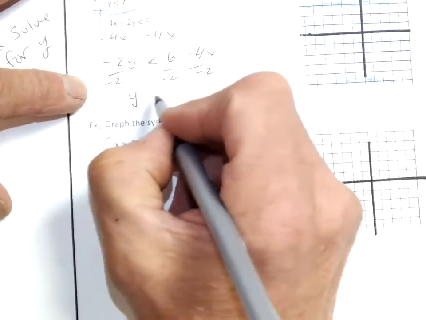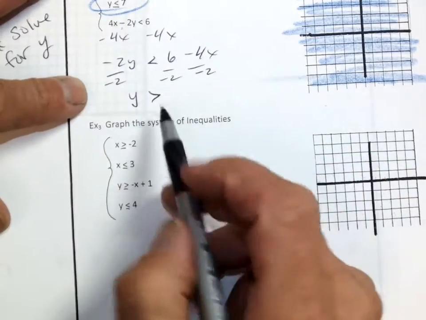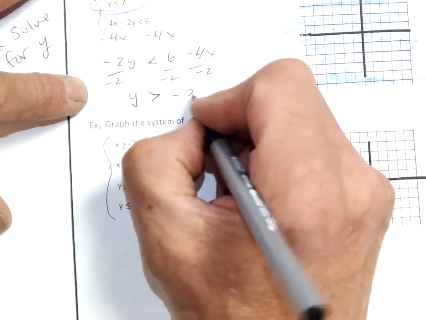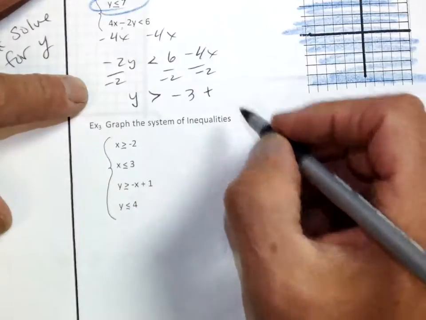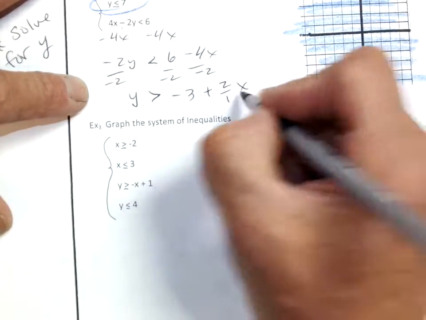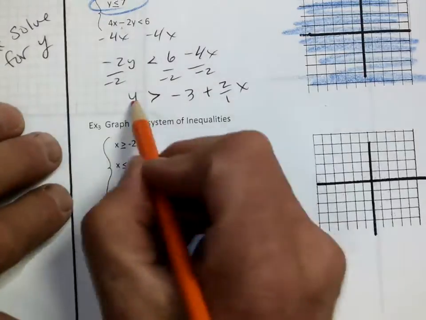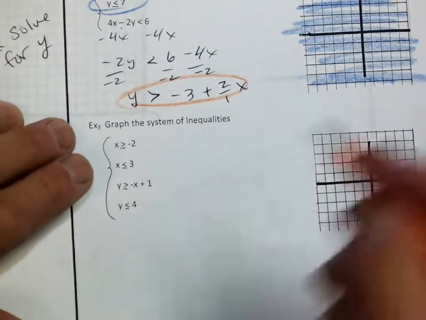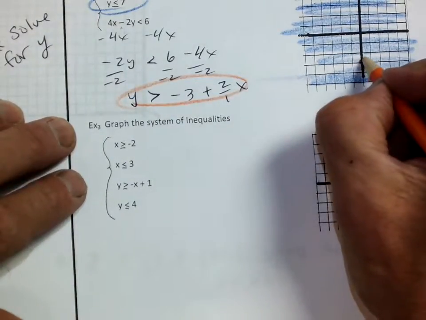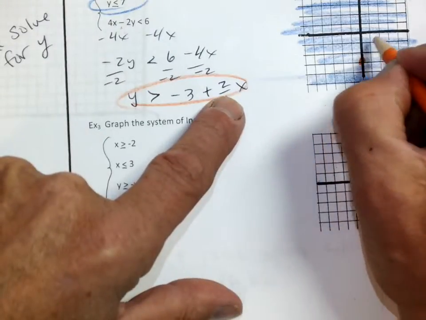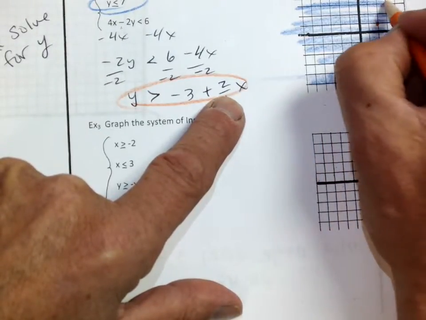And I have y is, turn the sign, right? Turn the sign because I divided by a -3 plus 2 over 1 x. Okay, now I'm ready to graph this one. So I'll graph this one in orange. And I'll start at -3, not 3. And I'll go up 2 over 1, up 2 over 1, up 2 over 1.